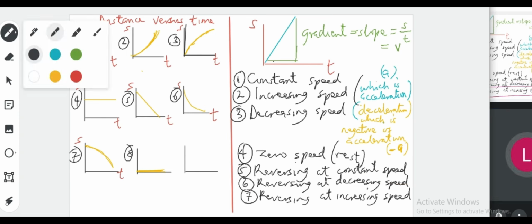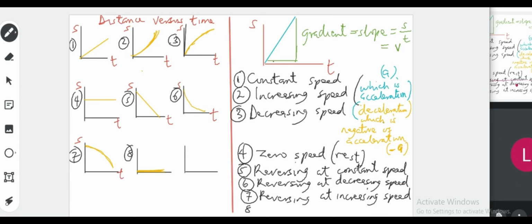What can you say about number 8? Number 8 looks like zero speed, or no movement. It didn't move at all. Why is it different from number 4? Number 4 means it moved and then it stopped moving. Number 8 didn't even move at all. So no movement from the start.